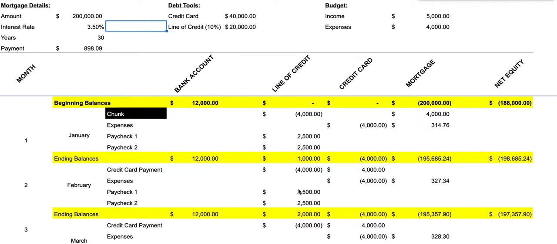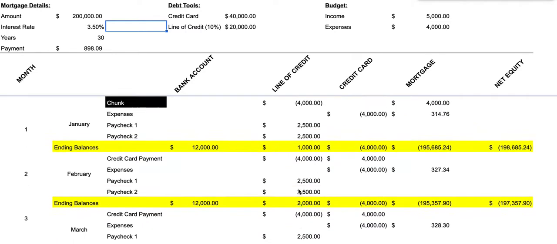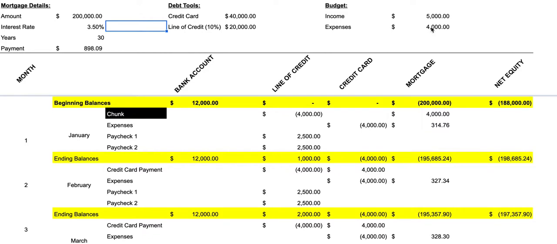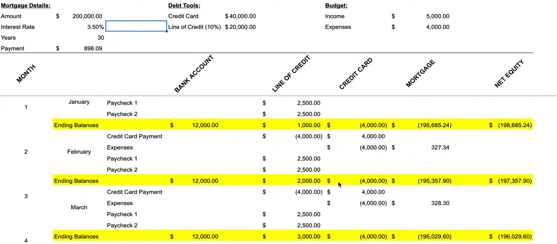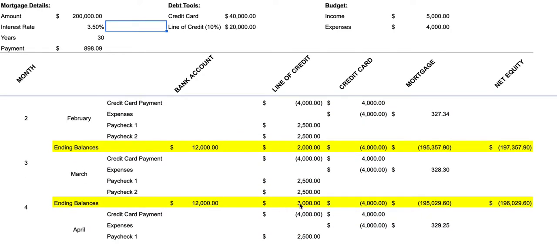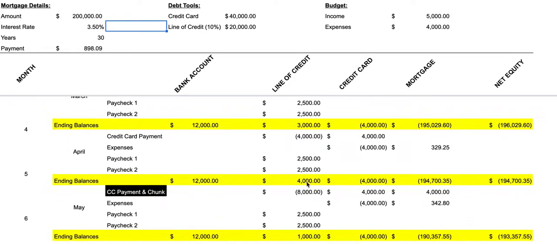And so if we keep going down, remember now, since we're making chunks of $4,000 and we have an extra cash flow amount every month of $1,000, it's going to take us 4 months to build this line of credit back up to 4,000, and so we can make that next chunk. So you see, at the end of January, 1,000. In February, 2,000. In March, 3,000. End of April, 4,000. Right. So now we build it back up to 4,000.